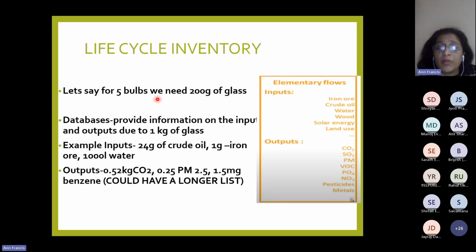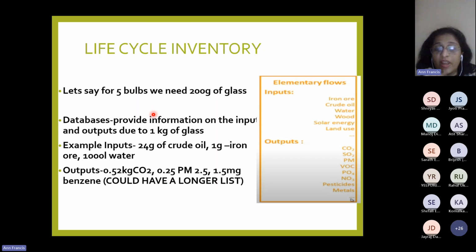Now, if we are talking about the incandescent lamp example, we needed 5 bulbs, and those 5 bulbs need 200 grams of glass. If you're talking only about glass, then you would need a lot of materials to create this glass. So you need 224 grams of crude oil, 1 gram of iron ore, 1,000 liters of water to create 1 kg of glass. So this data is there with us. Now you have to calculate it for 200 grams. So you would need a lot of data.